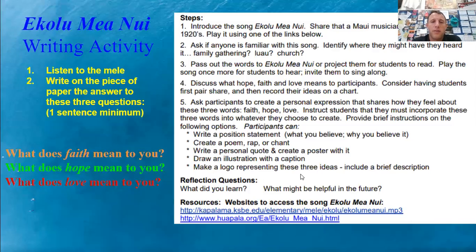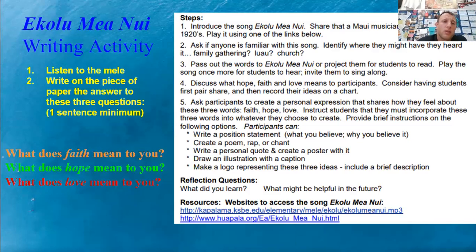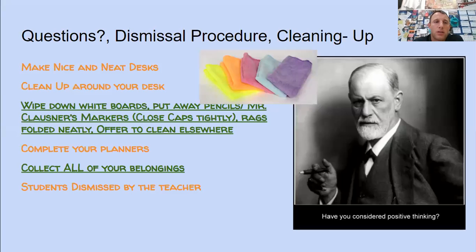And then this last activity, we're going to listen to this poem here. This song, Ekolu Mea Nui. And you're going to write on the piece of paper. So I'll hand out a little small piece of paper and answer these 3 questions. So what does faith mean to you? What does hope mean to you? And what does love mean to you? So they just 1 sentence minimum. Not a difficult activity, but just a way for us to reflect on what's really important in our lives and in math class and all that good stuff. So questions, raise your hand or email me.